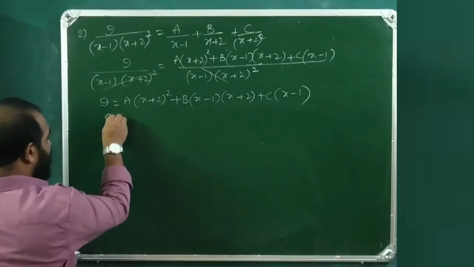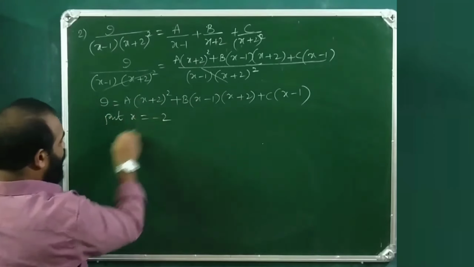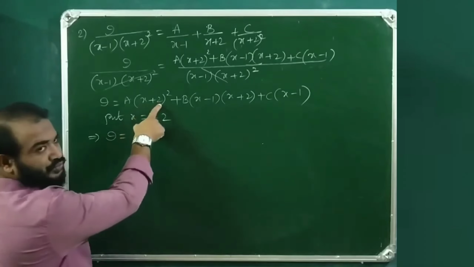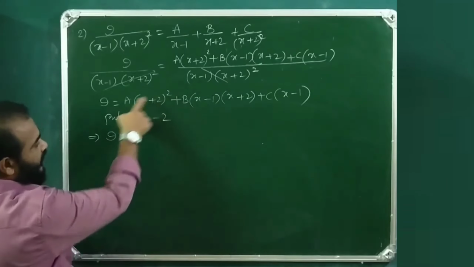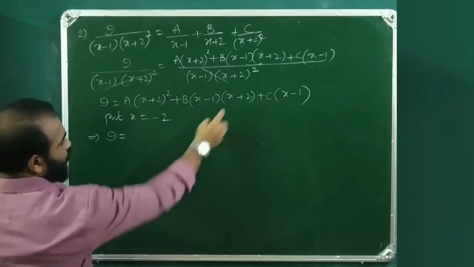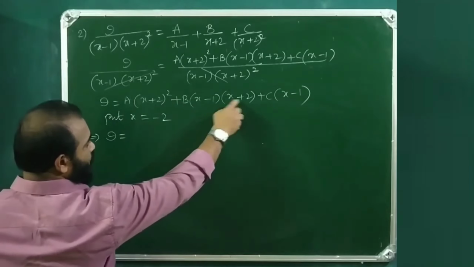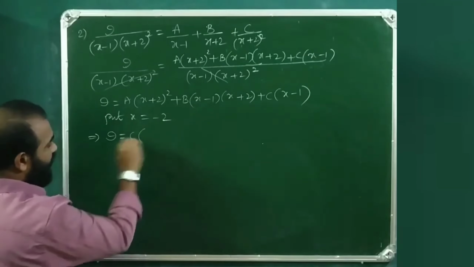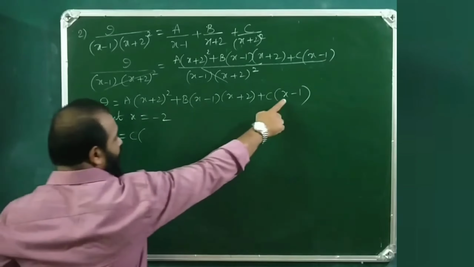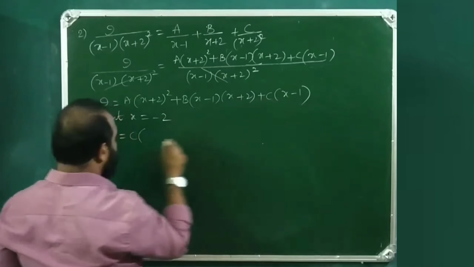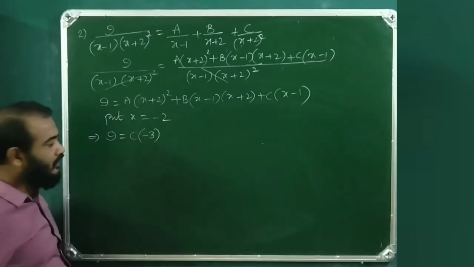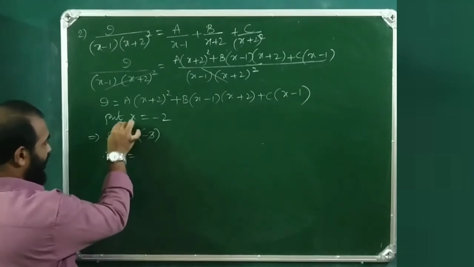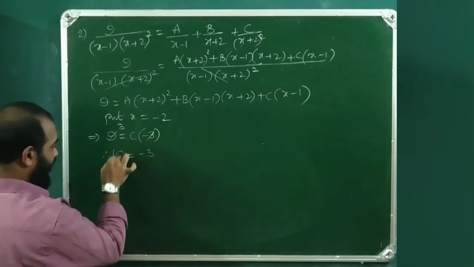So put x equal to minus 2. Substituting, 9 is equal to (minus 2 plus 2) is 0, whole square into a, this is 0. So here also, if you put minus 2, minus 2 plus 2 is 0, into something, 0. So we are left with c into the value of x, which is minus 2 minus 1, so minus 3. Therefore c is equal to minus 3, since 3 threes are 9.